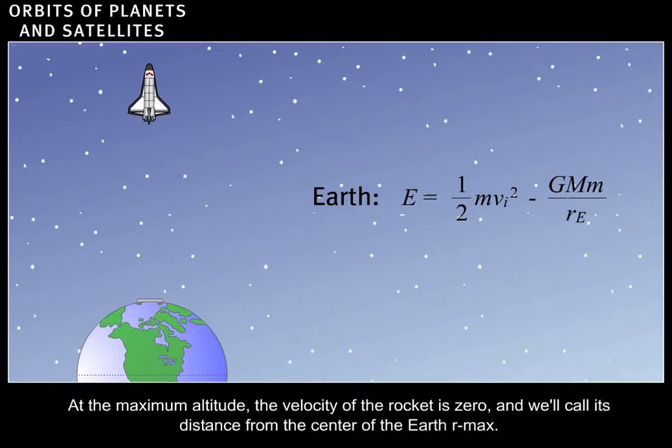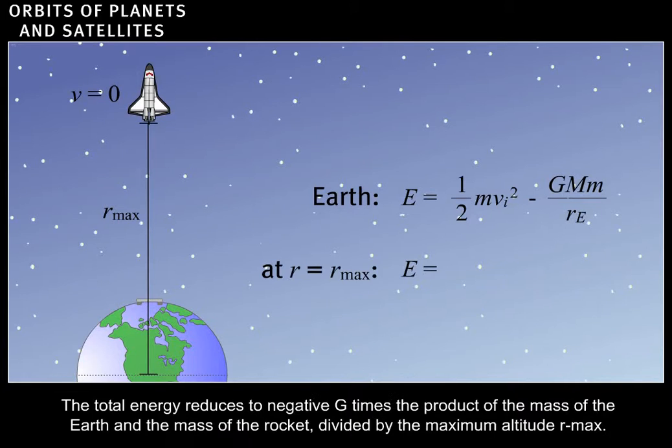At the maximum altitude, the velocity of the rocket is 0, and we'll call its distance from the center of the Earth r max. The total energy reduces to negative G times the product of the mass of the Earth and the mass of the rocket, divided by the maximum altitude r max.